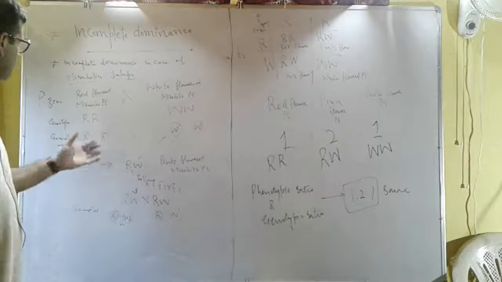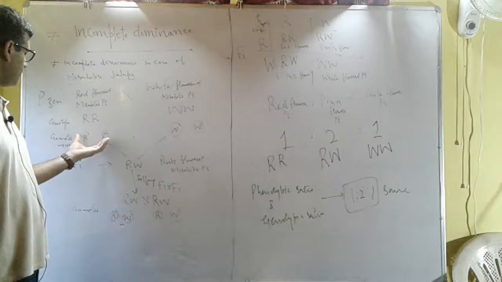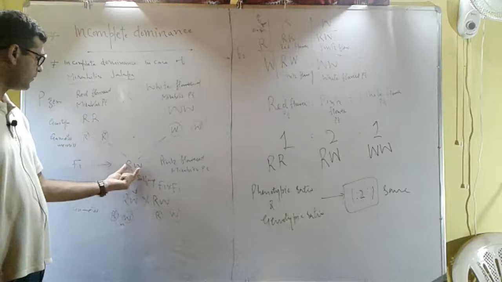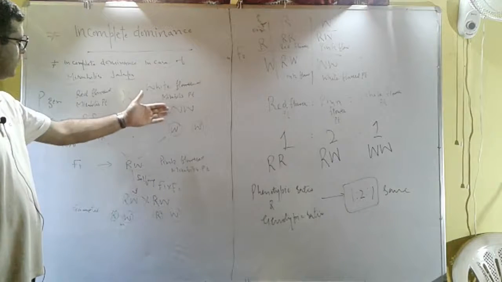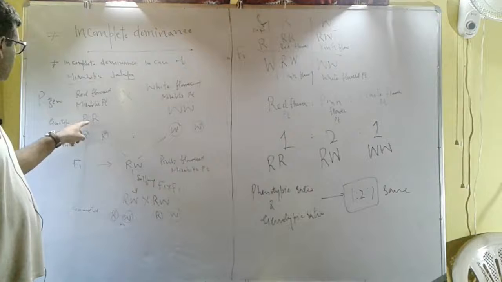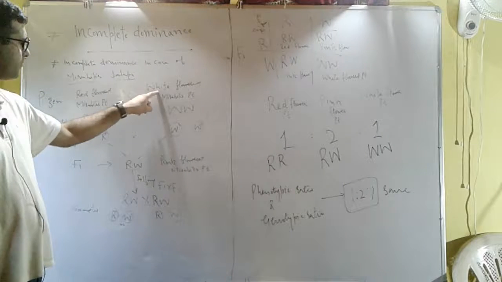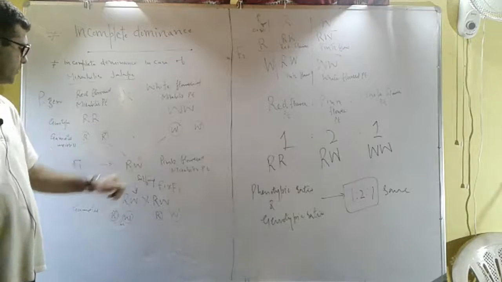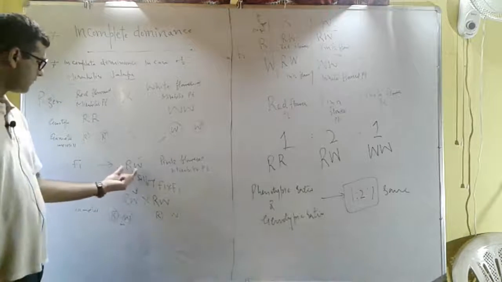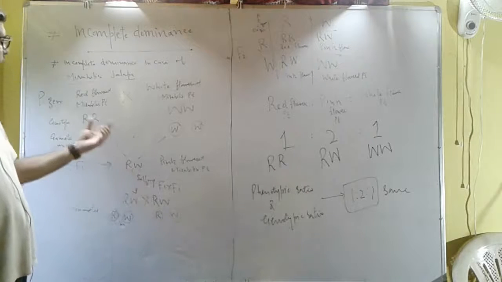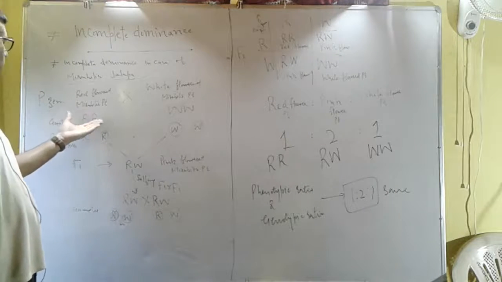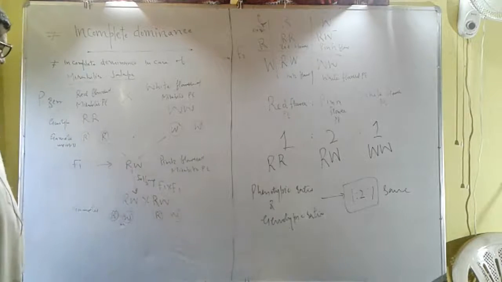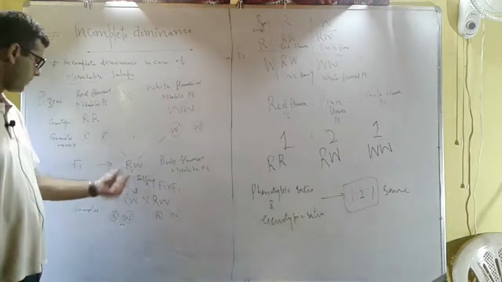Now what this incomplete dominance means is that the F1 individuals do not resemble any of the parents. This is a red flowered plant, this is a white flowered plant, whereas in the F1 generation we obtained a pink flowered plant. Or we can say that the F1 individuals have an intermediate phenotype relative to the parental phenotypes. These are the parental phenotypes. This is the F1 individual.